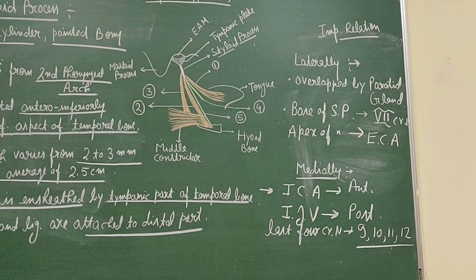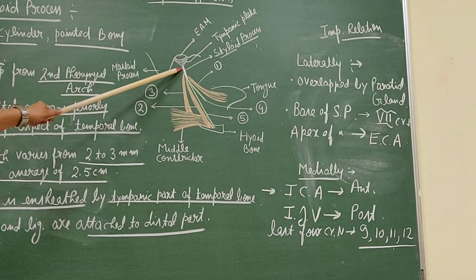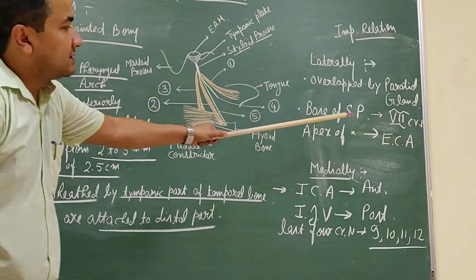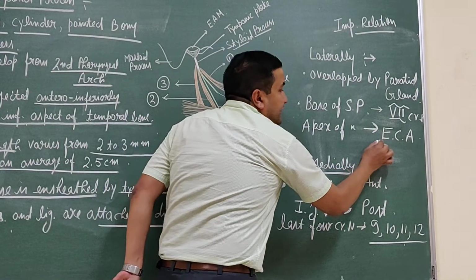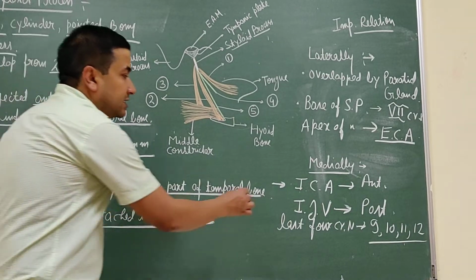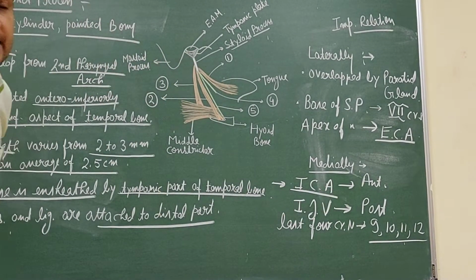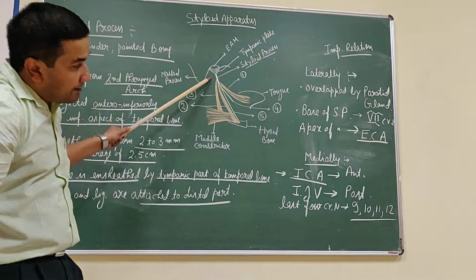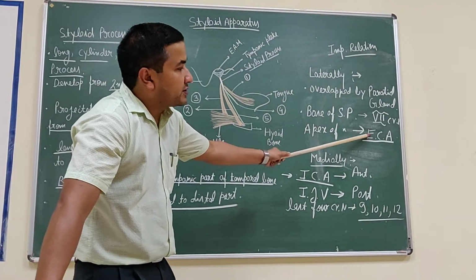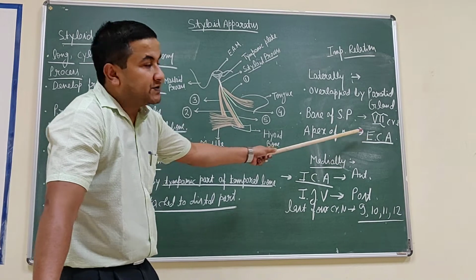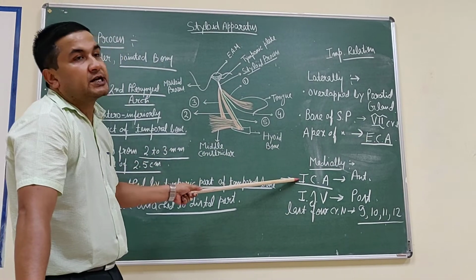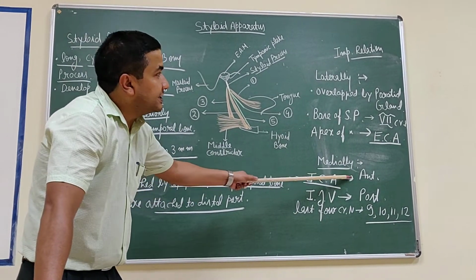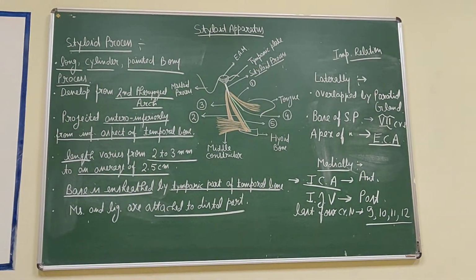So it is the styloid process that is present between the external carotid artery and the internal carotid artery, or we can say the styloid apparatus separates the external carotid artery that lies superficial from the internal carotid artery that lies deep to this styloid process.